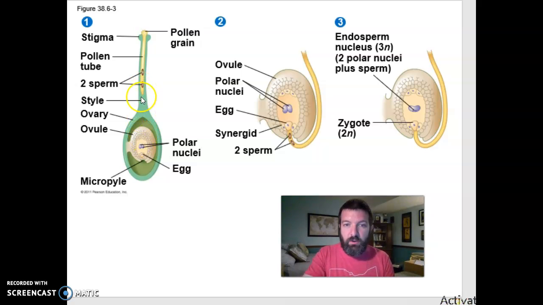And they come down here, and one of these sperm fertilizes this 1N egg to become a 2N zygote, right? The other one fertilizes these two polar nuclei, and those nuclei all fuse together to become a 3N endosperm. And then from here, this is where your seed and your fruit are going to come from. In the next video, we'll talk a little bit more about the production of seeds and fruit.